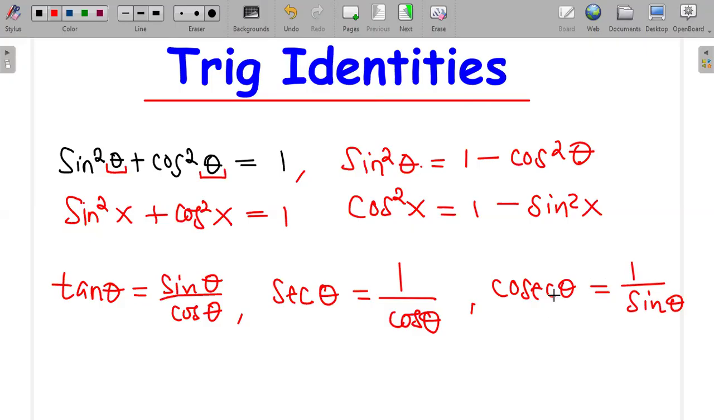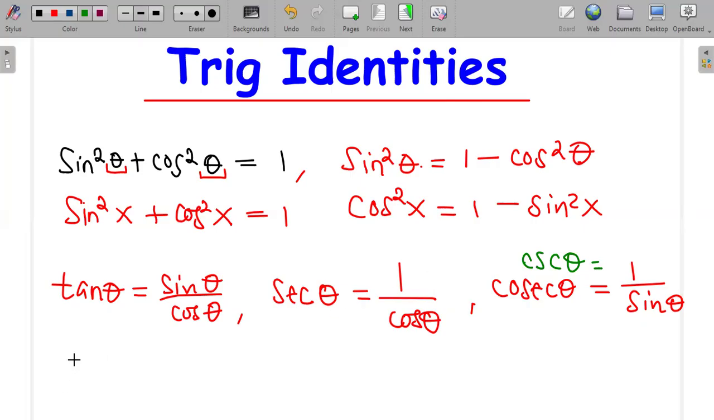In some books, they write this cosecant as CSC theta, and that is equal to whatever I wrote there. So whenever you see CSC, or you see cosecant, it's just the same thing. So you have to know that identity by heart.